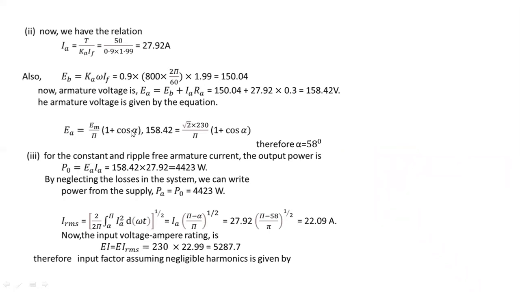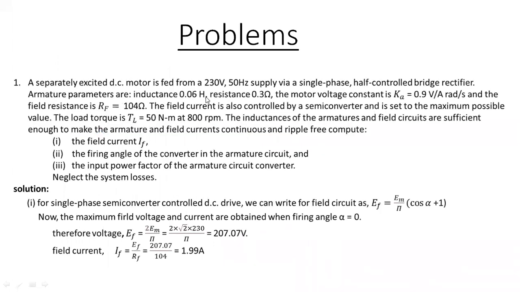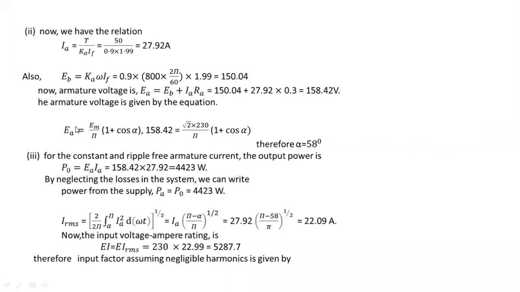We need to calculate alpha. We don't know alpha. We know EM. EM is root 2 into 230. But we have to know this EA also. We need to calculate this EA because EA has not been given in this problem.